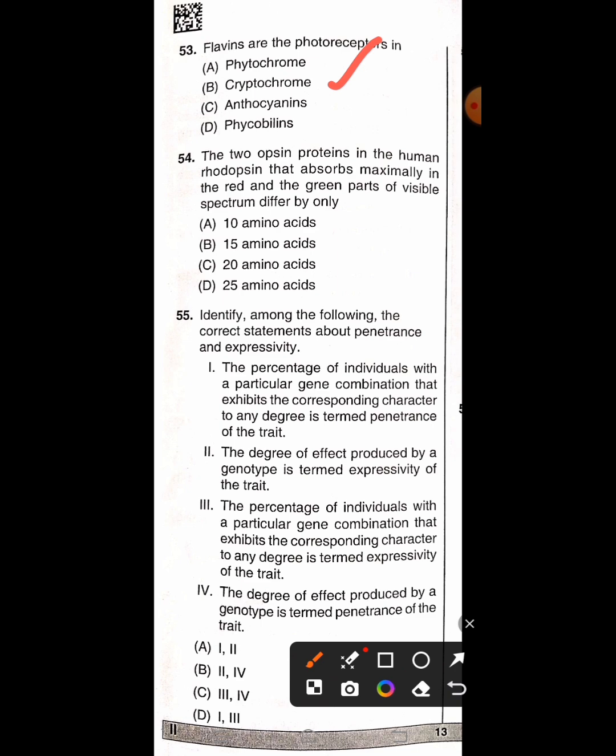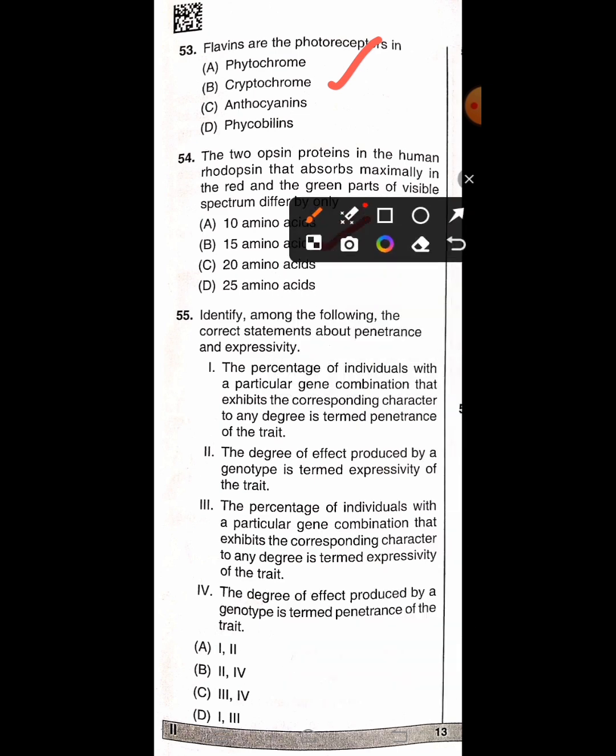The two opsin proteins in the human rhodopsin that absorb maximally in the red and the green parts of the visible spectrum differ by only. Options are 10 amino acids, 15 amino acids, 20 amino acids, 25 amino acids. So the correct answer for this is 15 amino acids. Let's see question number 55.